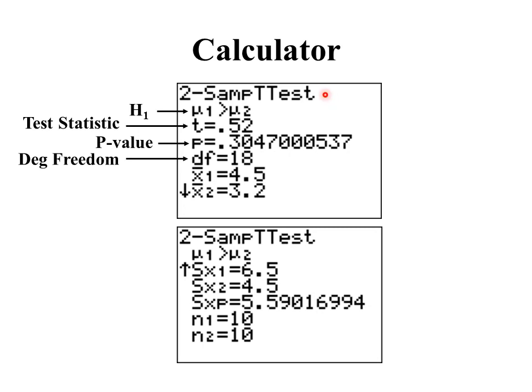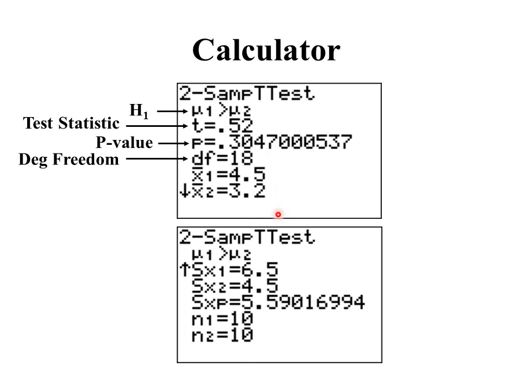So the first row tells us that we did the 2-sample t-test. Next is the first form of the alternative hypothesis, which is correct. Here's our test statistic, identical to what we got by hand. Here's the p-value. That's the most important number. And then right here is the degrees of freedom, which is just n1 plus n2 minus 2.